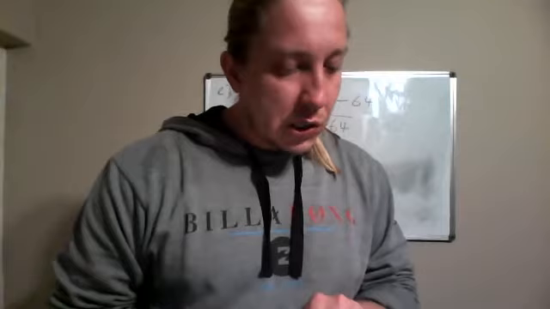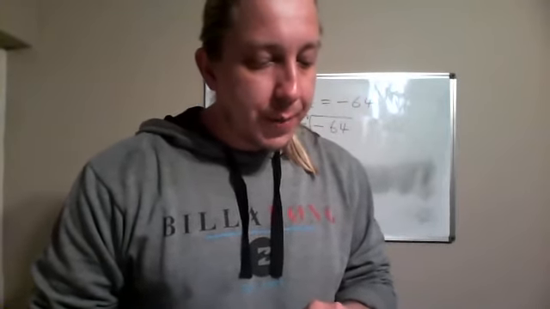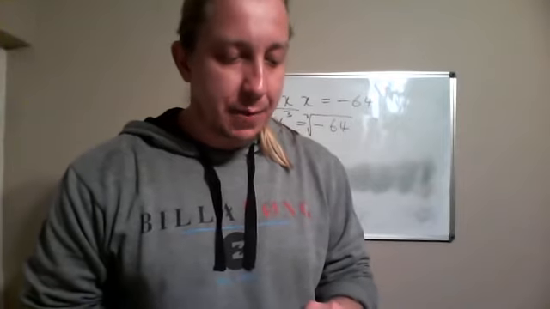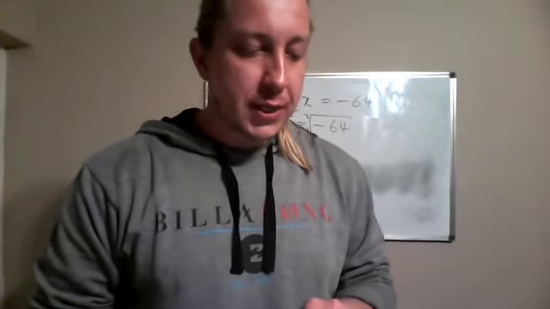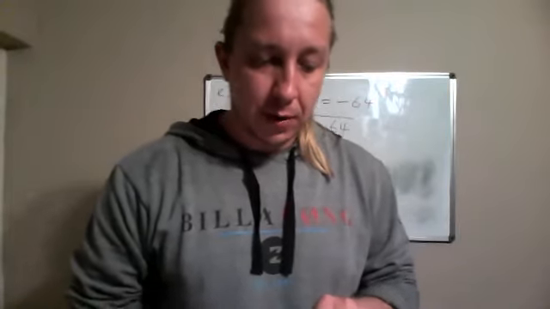Right, number 3, it says a rectangle is twice as long as it is wide. Its perimeter is 108 centimeters. Right, and the question says, what is its width? Calculate the area of the rectangle.